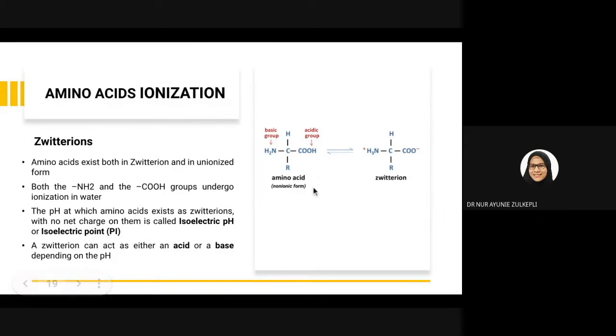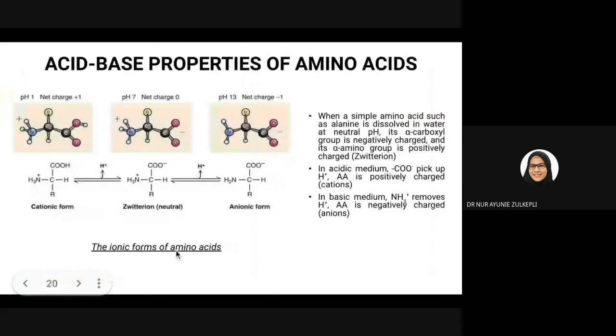The pH where both the basic group and acidic group, or carboxyl and amino group, have no net charge. So positive and negative is balanced. You will see later how the imbalance of the positive charge is affected by the pH. So zwitterion can be either basic or acidic, depending on the pH. Let's look at the picture for the acid-base property of amino acid.